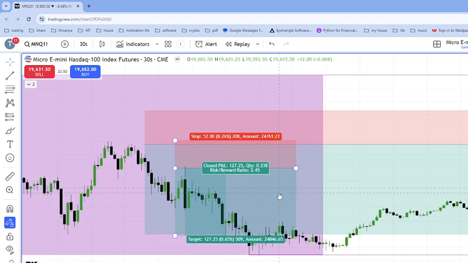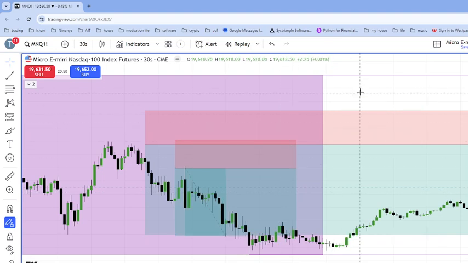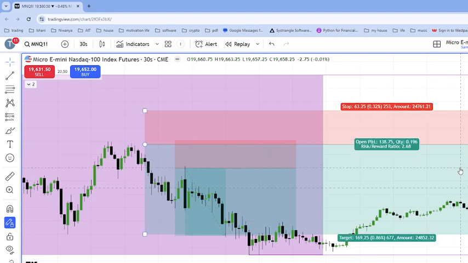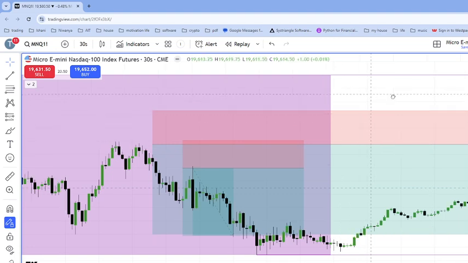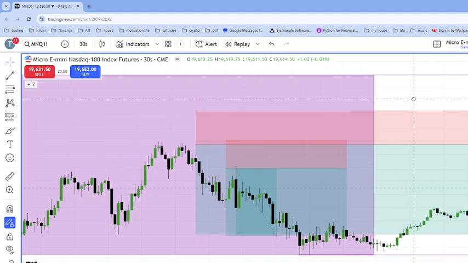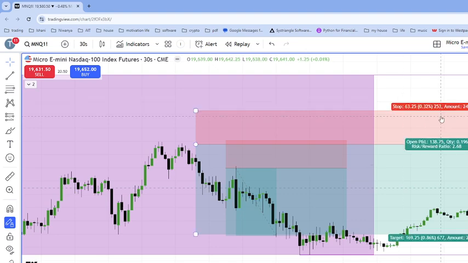So the concepts are based on the ICT concepts of market structure shift, looking for liquidity grabs, buy side, sell side, then looking for imbalances, fair value gaps, and having a bias, and also confluences with some extra information, meaning extra analysis in the market, plus the volatility for the day.